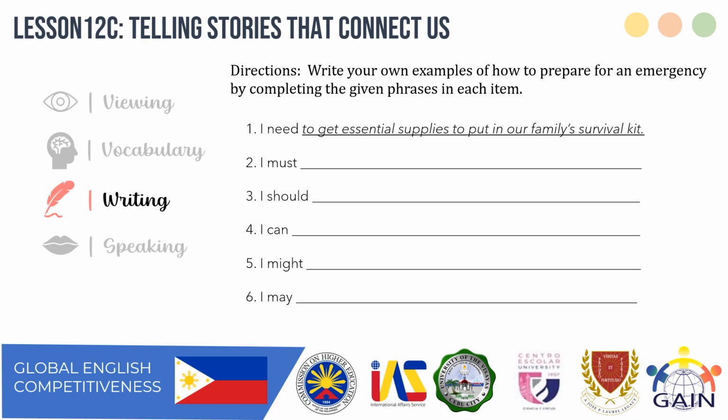All right, for our next activity, you're going to write your own examples of how to prepare for an emergency by completing the given phrases in each item. For example, in number 1, I need to get essential supplies to put in our family's survival kit. Now keep in mind that your answers in this activity are subjective.